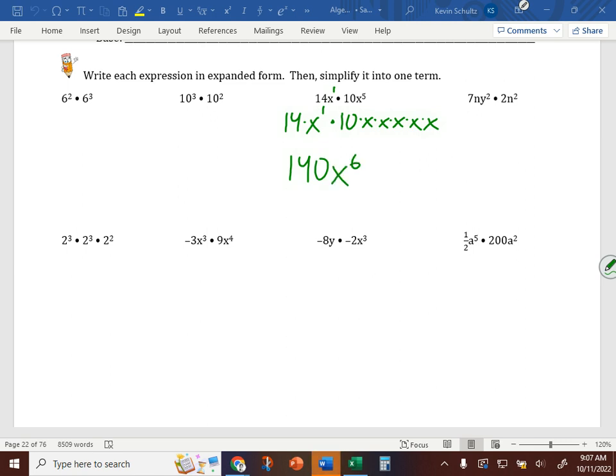140x to the 6th power. Making sure you include that base. Okay. 140x to the 6th. Good. Any others you want to go over? Yeah. Can you do the last one?